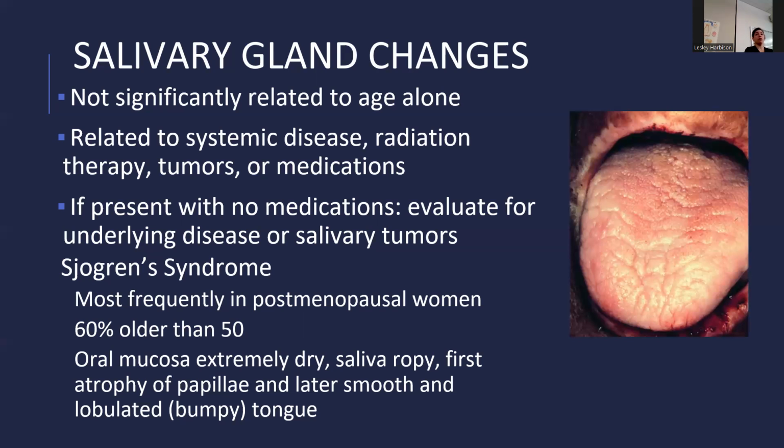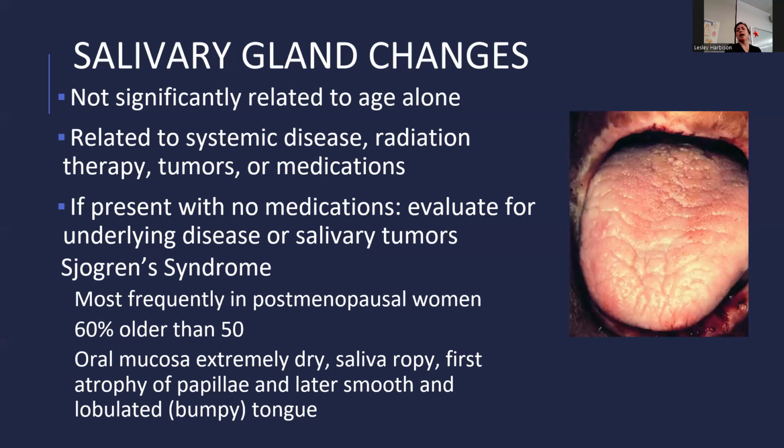They don't know. They don't really notice. So that's why we check, we milk their saliva ducts to see how prevalent the saliva flow is. Because if somebody has less than desirable amount of saliva, it still can affect their teeth and their mucosa. Oral mucosa, extremely dry, saliva ropey.